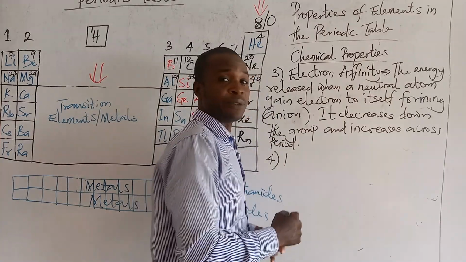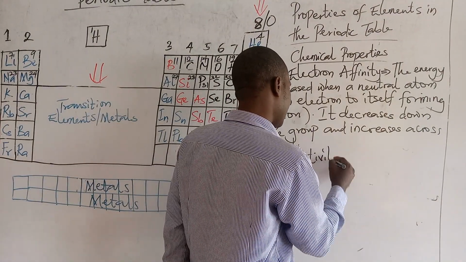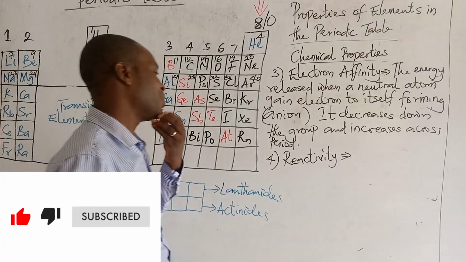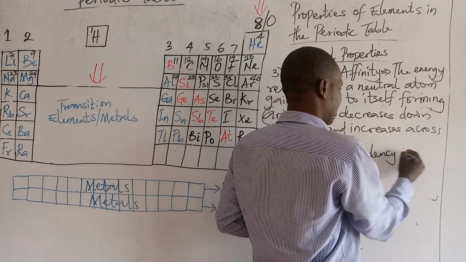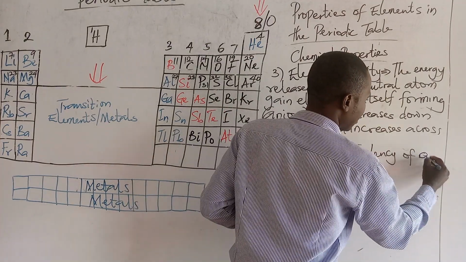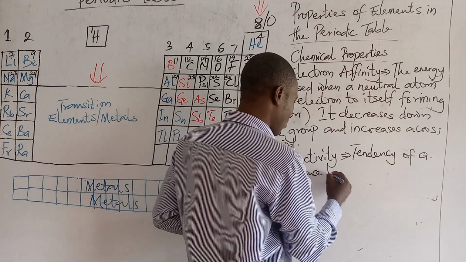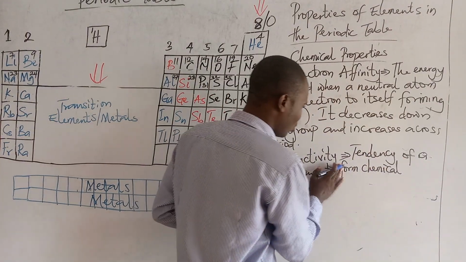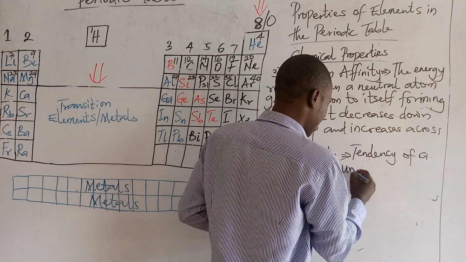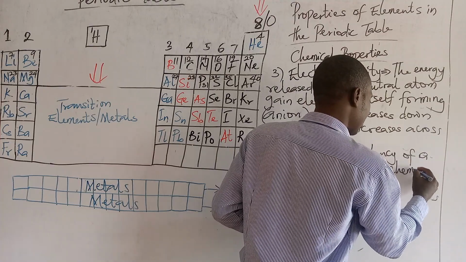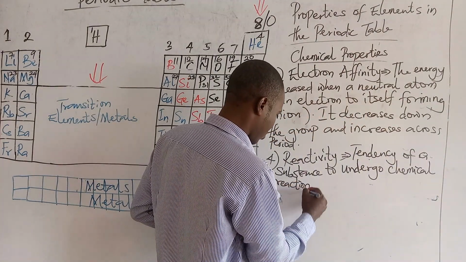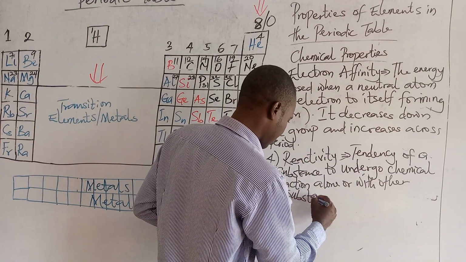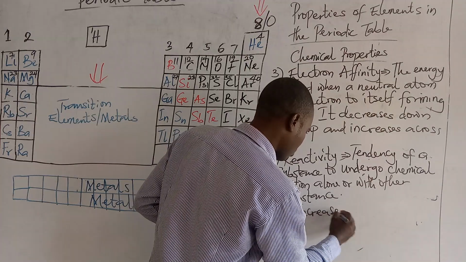And the last one, number 4, that we'll talk about is called reactivity. Reactivity is how each element reacts according to how elements are arranged in the periodic table. So this is just the tendency of a substance to undergo chemical reaction alone or with other substances. So this increases down the group.